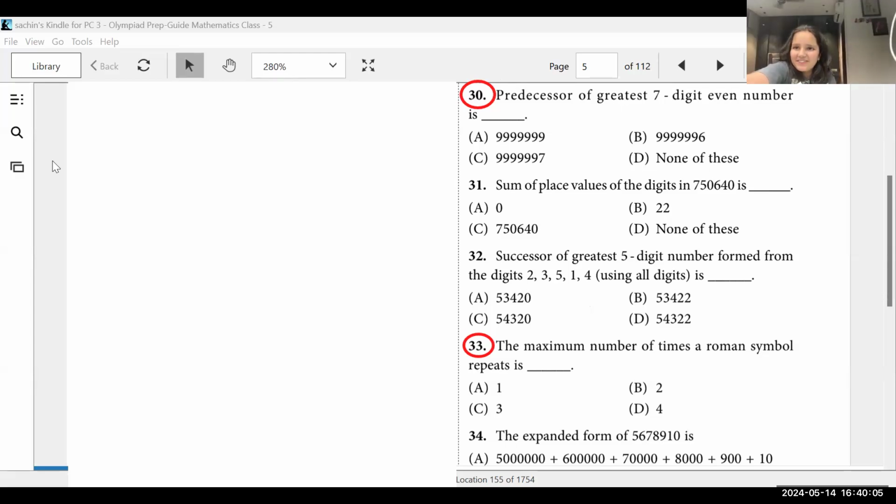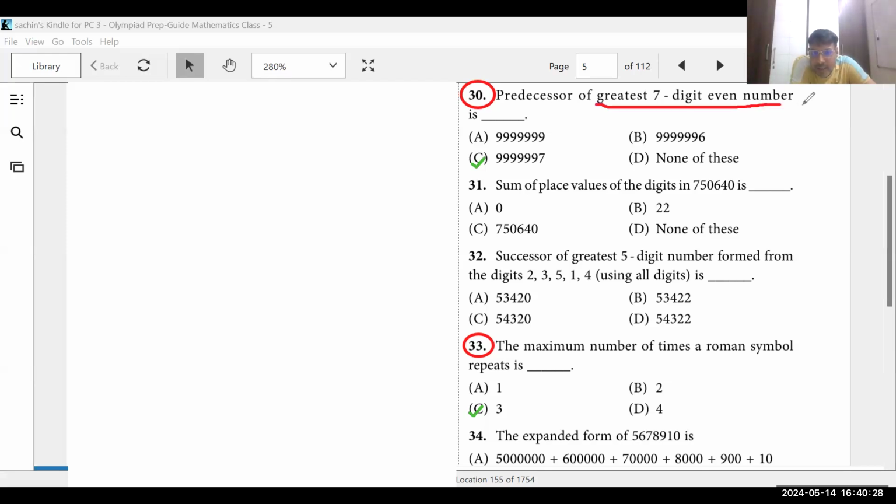Sorry, I understood my mistake. That's why I gave this question. I knew you kids will get it wrong. Yo man, what are you looking at, beta? You got a question wrong. Oye, A is also wrong. See kids, they have asked the predecessor of the greatest 7-digit even number.